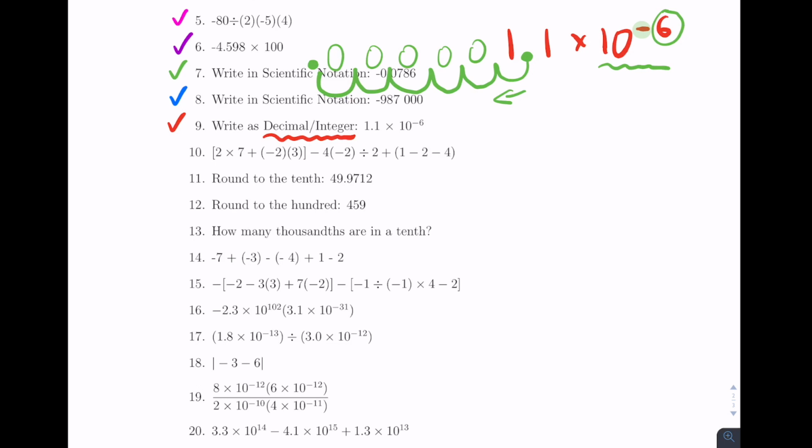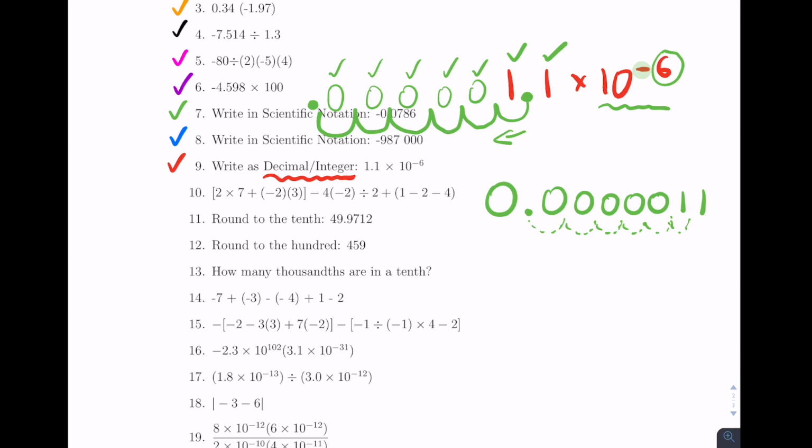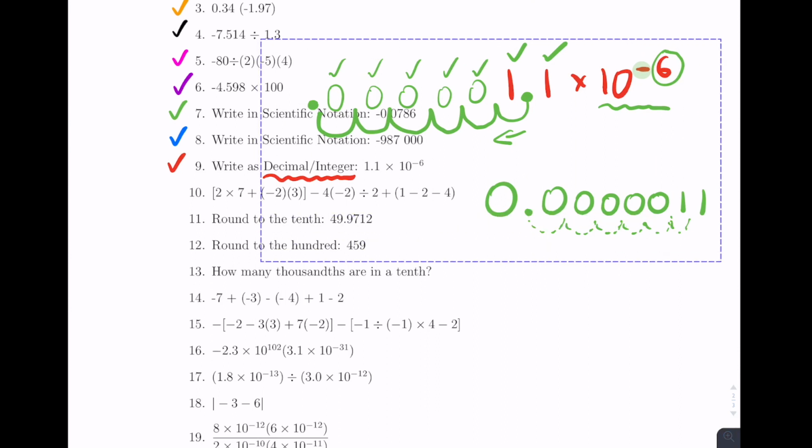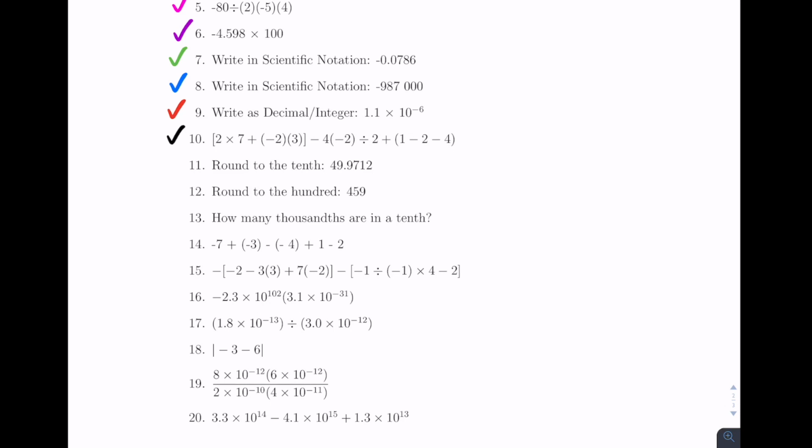Okay, so let's write this out. And now we need 1, 2, 3, 4, 5. 1, 2, 3, 4, 5. And our 1 and 1. So notice that's where the decimal shifted. That was 6 spots. That's question 9. Question 10. This is a long one. Let's try it.